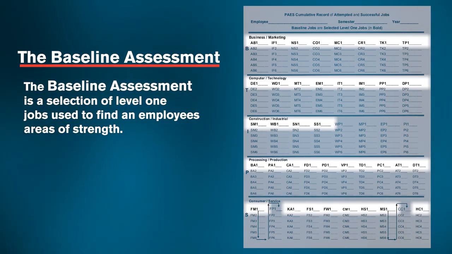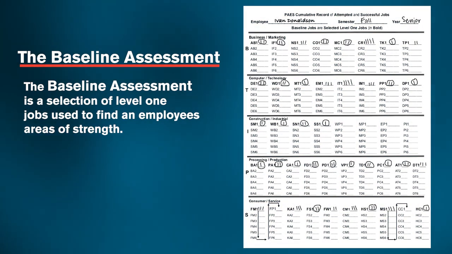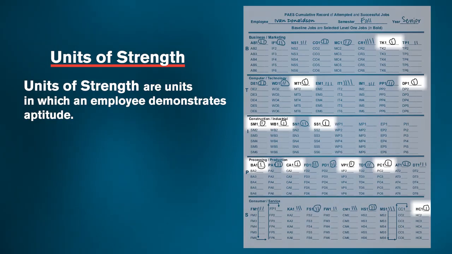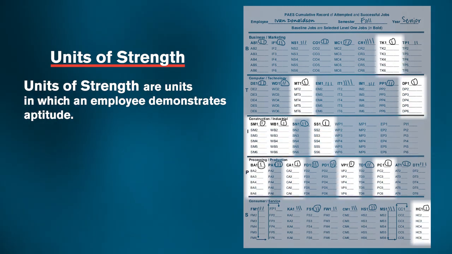First, assign employees jobs that are part of the baseline assessment. Based on the employee's performance on these jobs, you will be able to determine units of strength, units in which the employee has aptitude. Once employees have attempted as many baseline jobs as possible, you should assign them jobs level 2 through 6 in their units of strength.